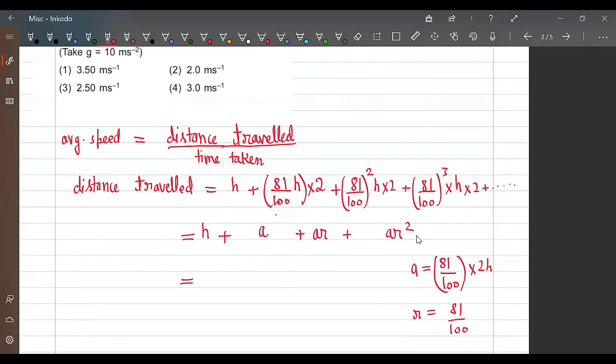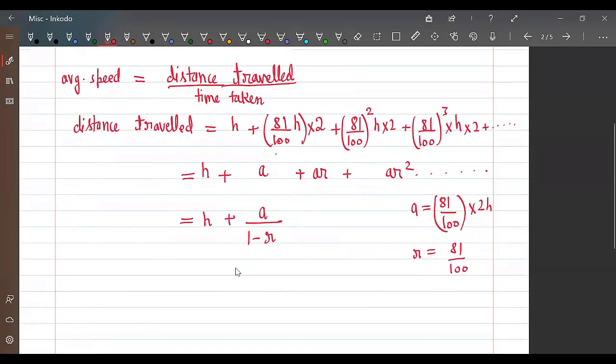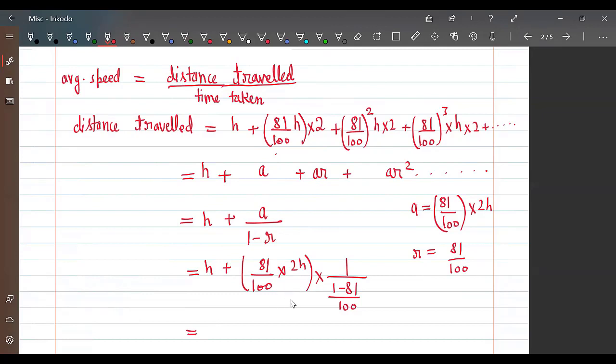So the sum of this up to infinity, r is less than 1. So it will be h plus a divided by 1 minus r. So the value of h is here. A is this much, 81 by 100 into twice of h. This is a divided by 1 minus r, that is 1 minus 81 by 100. We'll calculate this. So 100 gets cancelled out. This will be h plus 81 into 2h whole divided by 19.